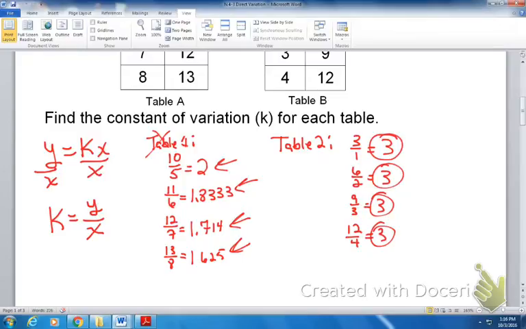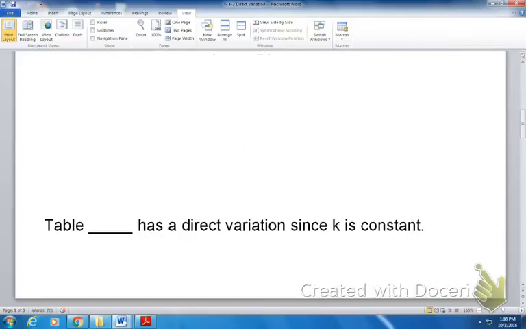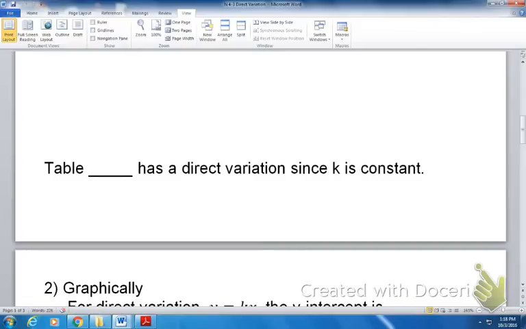So I'm going to erase this. You should have it. Right below this, it says table blank has direct variation since k is constant. Well, since k was constant, table 2 has a direct variation. So keep that in mind when you're doing these, guys. It's sort of like what we were doing in 4.1, I'm sorry, where we took the change in y over the change in x. If all of those were the same, then we had an equation. If it didn't, then we didn't. So keep that in mind when you're doing these. Sorry, I got a little tongue-tied there.